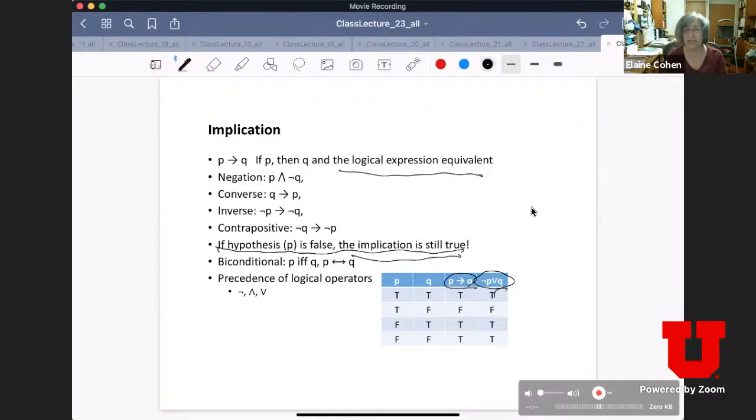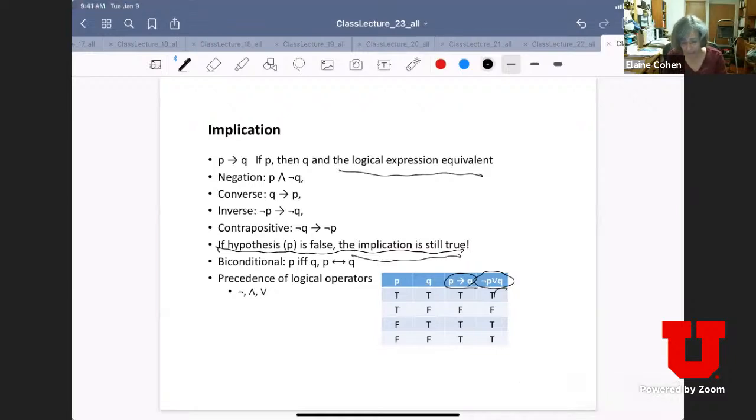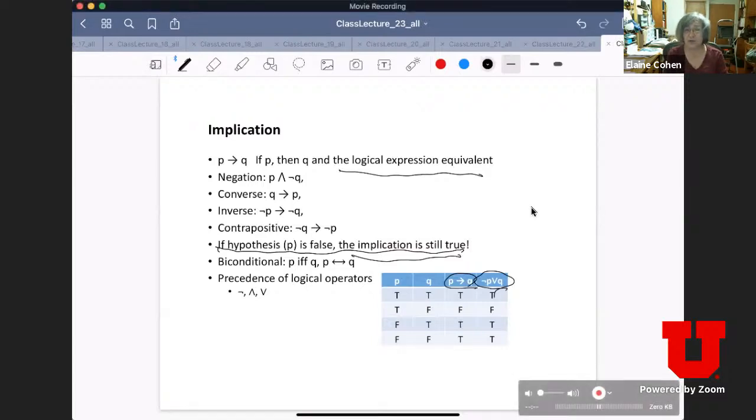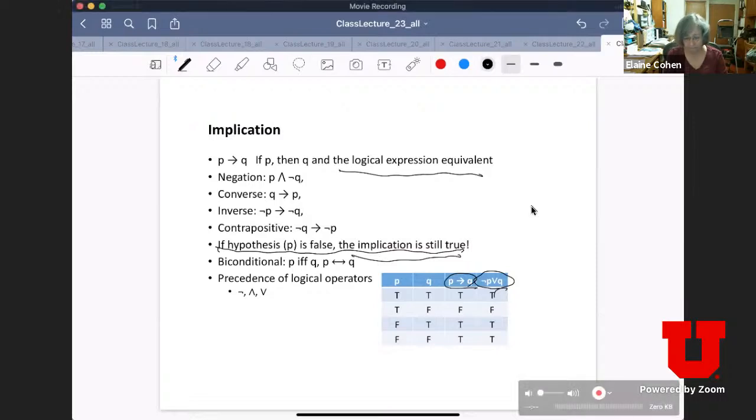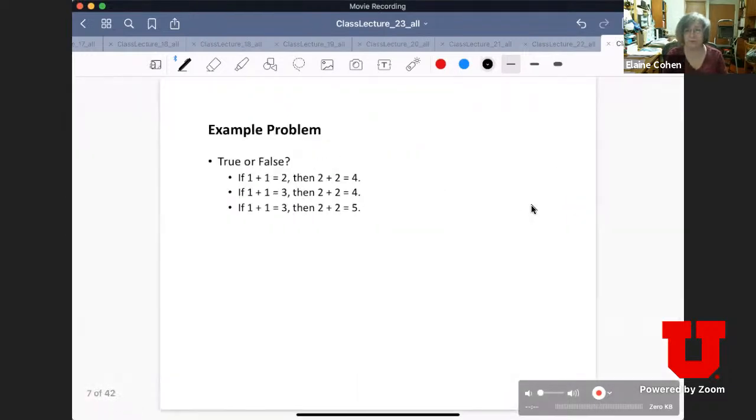So here's the truth table for implication. And notice that if the hypothesis is false and the conclusion is true, the implication is true. If the hypothesis is false and the conclusion is false, the implication is still true. Very confusing. Okay, but that's the way it is. So remember that.